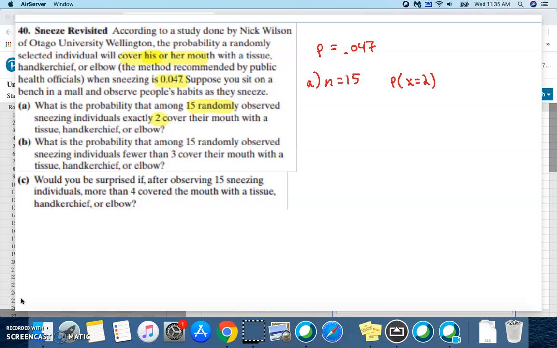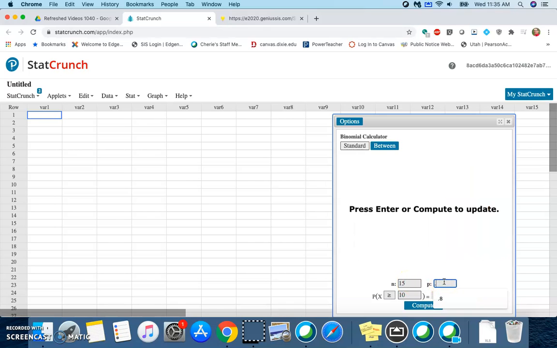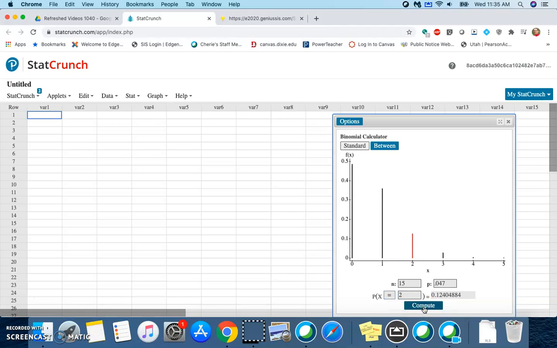So we're going to jump back over, and I'm going to be in the standard. So n is 15, probability of success is 0.047. Whoops, not 2 decimal places. There we go. And we want it to be exactly, so equal to 2. So that would be 0.1240.